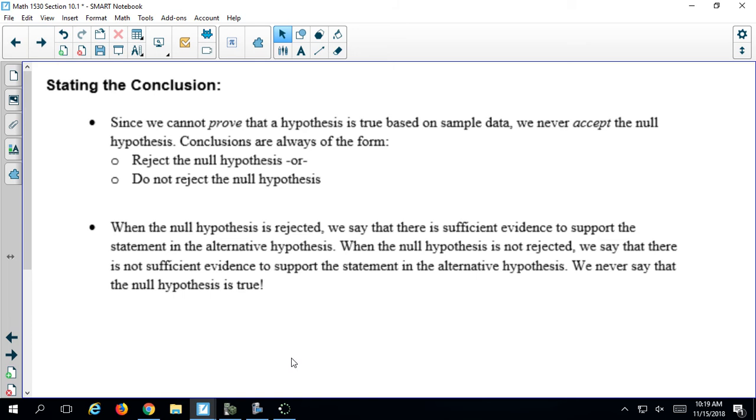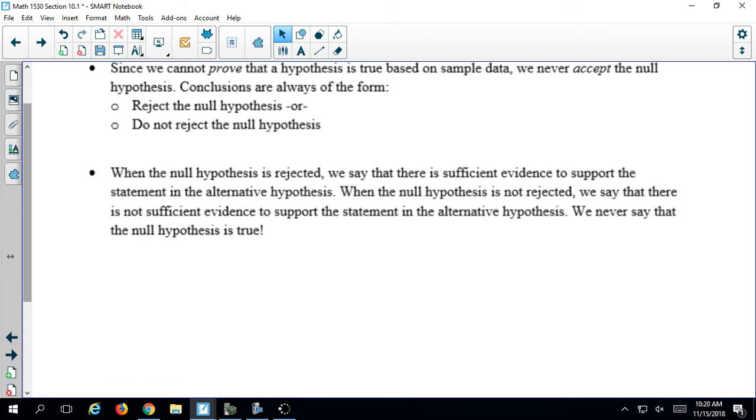Okay, so what does it mean after you decide to either reject or not reject the null hypothesis? Since we cannot prove that a hypothesis is true based on sample data, we never accept the null hypothesis. Our statements are always going to be about the alternative. We're going to decide whether to reject or not reject the null hypothesis, but our conclusion will be about the alternative. So we never say the null hypothesis is true. We either say we believe it's false or we don't have enough evidence to say it's false. We do not reject it. So when the null hypothesis is rejected, we actually support the alternative hypothesis.